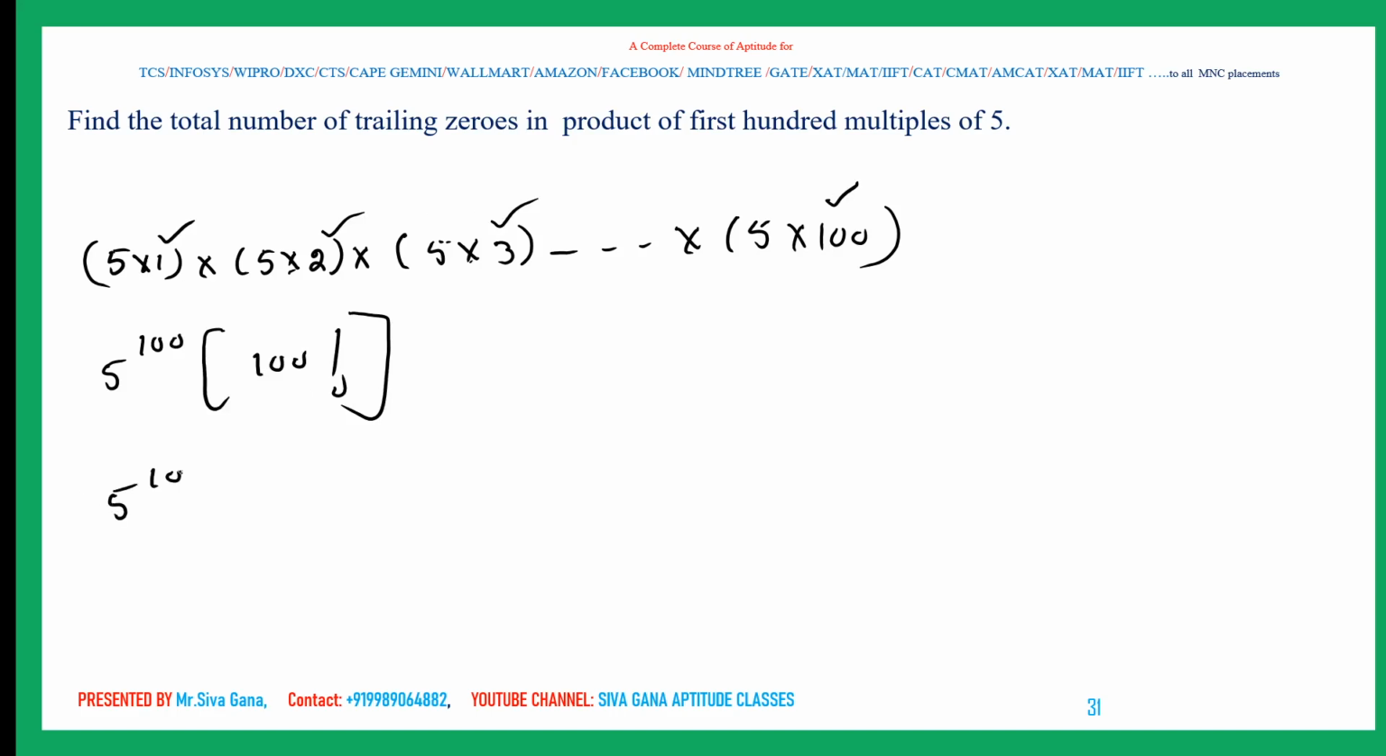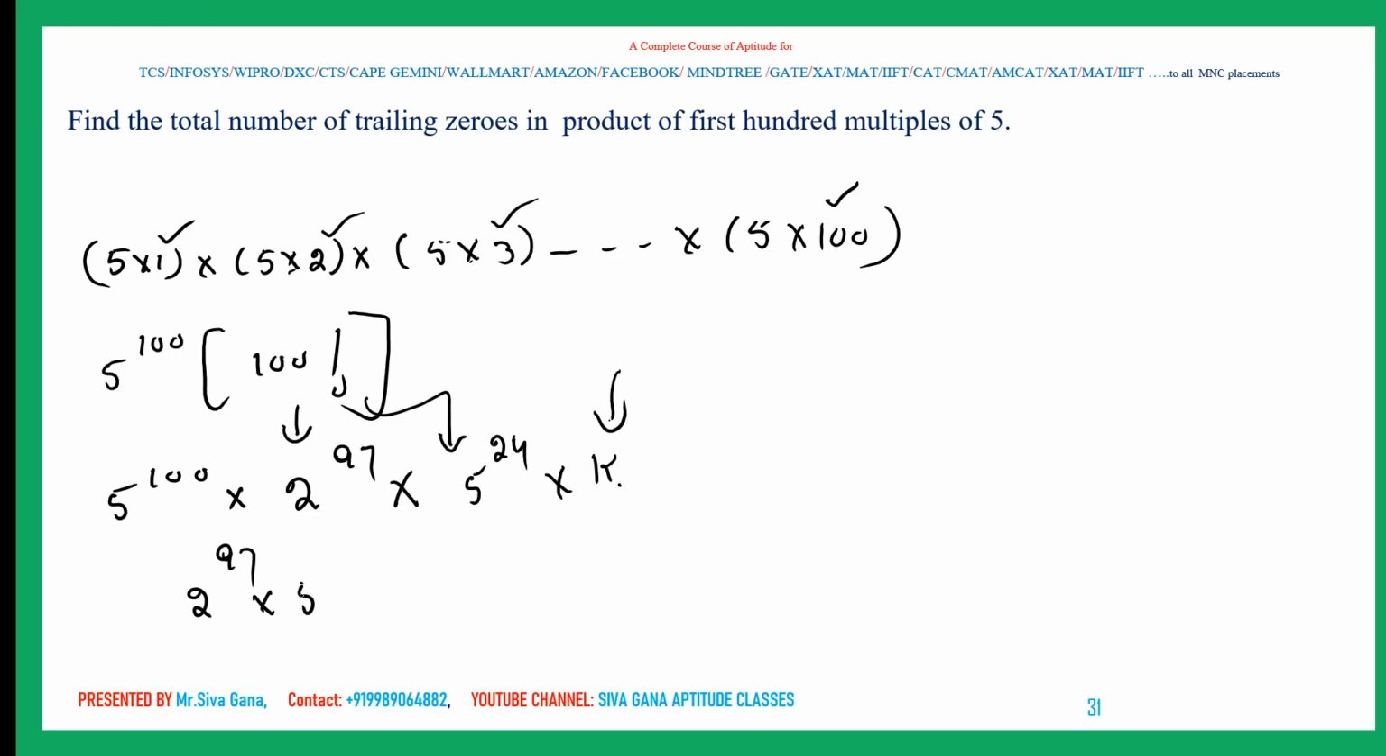So 5 power 100 is okay. In 100 factorial, the maximum power of 2 is 97. In 100 factorial, the maximum power of 5 is 24, and some constant is also there, right? Because the 100 factorial value is not only 2 power 97 into 5 power 24; a few more numbers are also there, which I am taking as k. We need the maximum power of 5 and 2 here. Now I am writing 2 power 97 into 5 power 124; the 5 power is 100 plus 24. Here the rest of the number is not necessary. Maximum we can go up to 97.